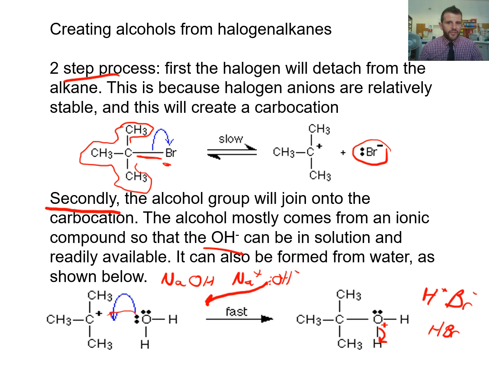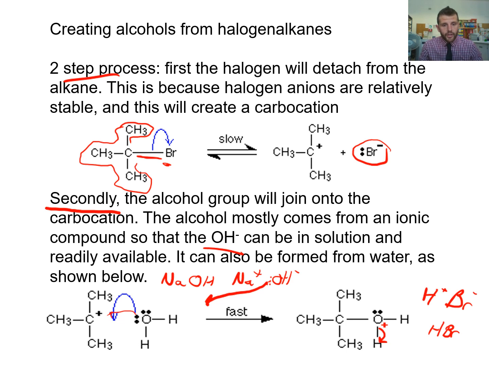This happens fairly slowly. It does happen on its own though. And then secondly, you're going to get an alcohol group that will join onto the carbocation. Most of the time when we do this, we use something like NaOH, where it splits up into Na and OH minus. And then that just speeds the process up even faster because these two electrons jump onto the carbocation very quickly. This also can be formed with water, and that's what's being shown here.